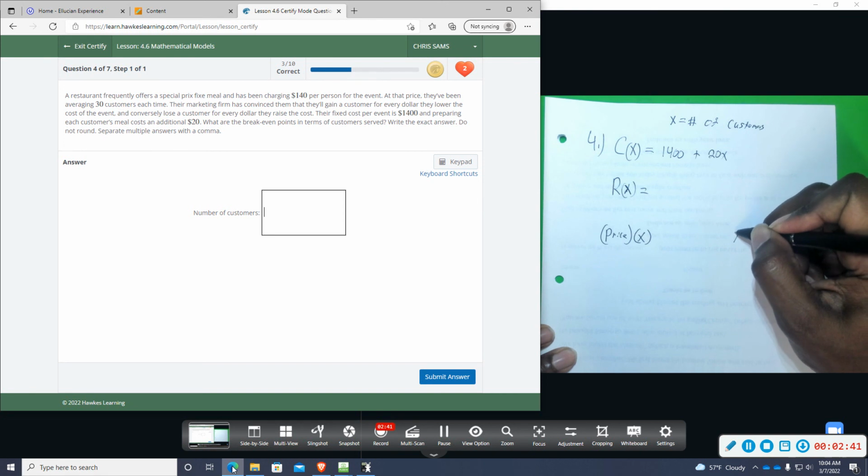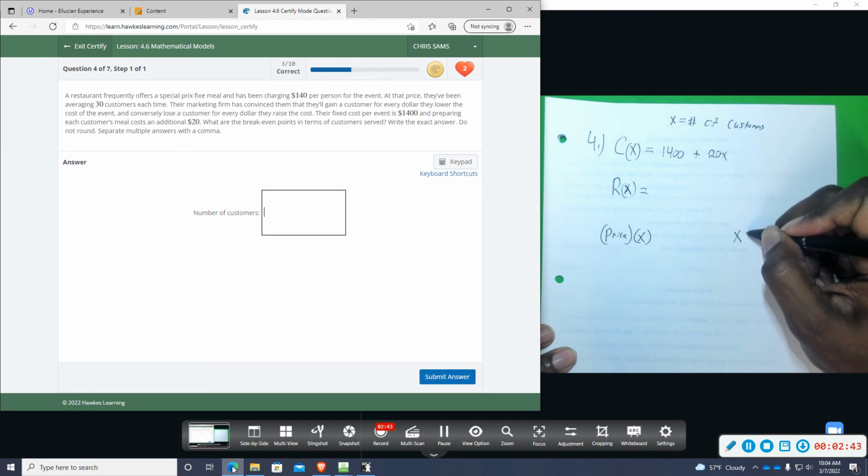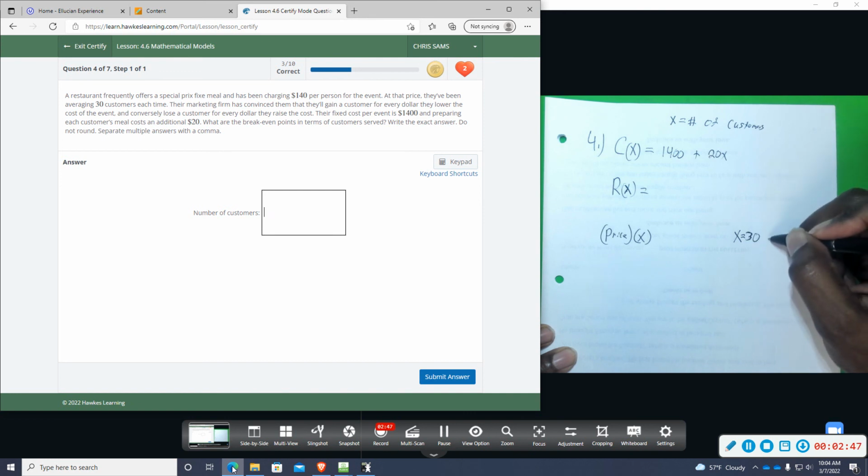So x is 30 plus n, because we want to add customers, hopefully to get more money. 30 plus n. n could be a negative number, meaning we lost a customer. It could be 0, which means we just have 30, or it could be 1, we can just add one customer. So any negative or positive number we could replace with n.